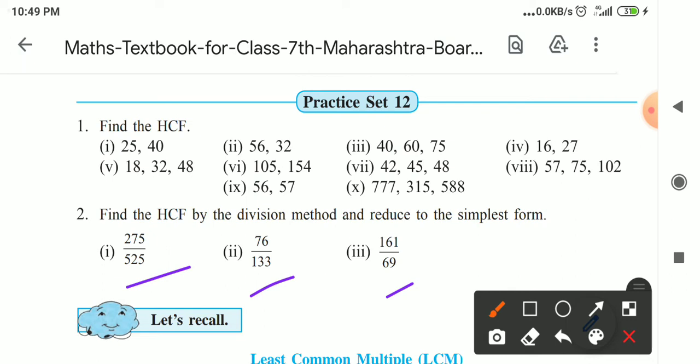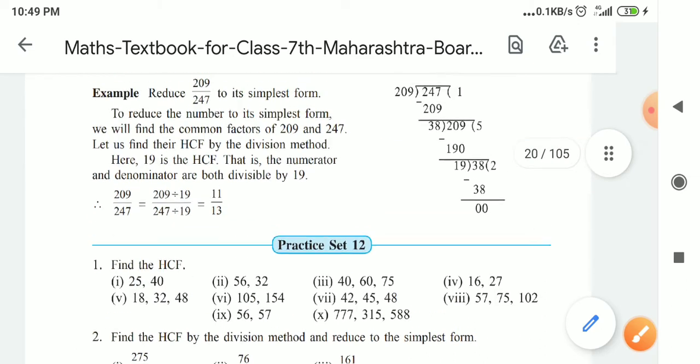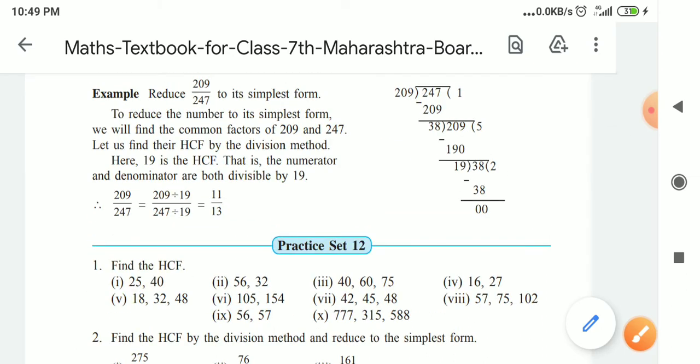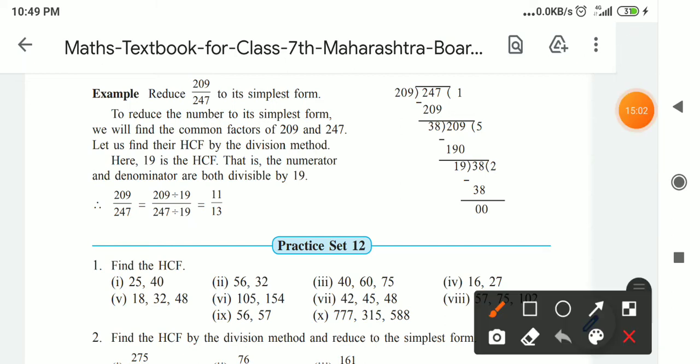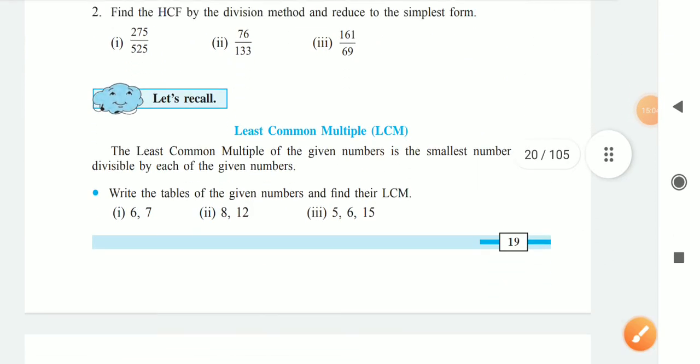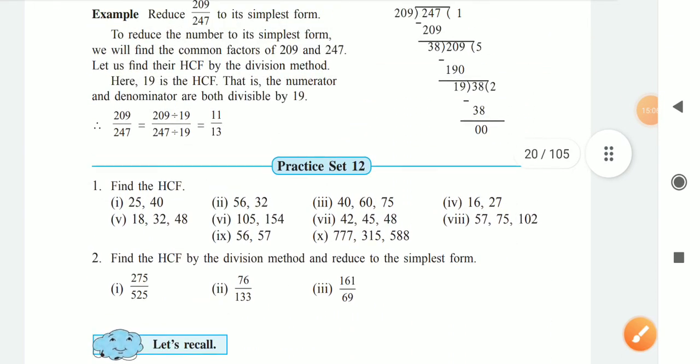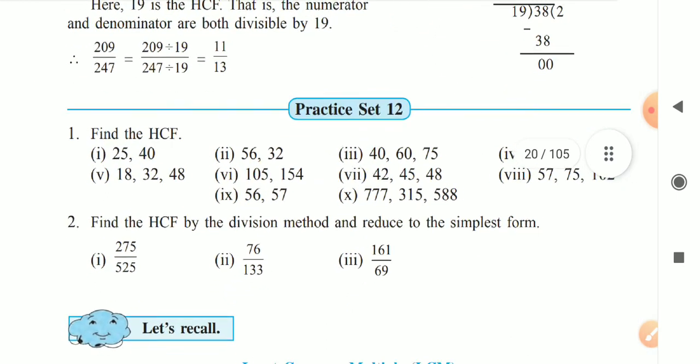The division method is new for you, actually not new. You know division, but we have to do it in a different way because we have to find the HCF of these numbers. So today we are going to stop here, and the next part of the lesson, how to find the LCM of numbers, we will see in our next lecture.